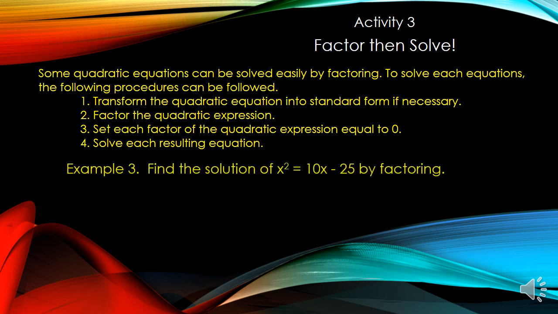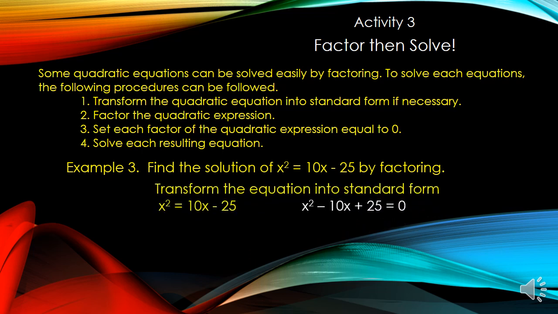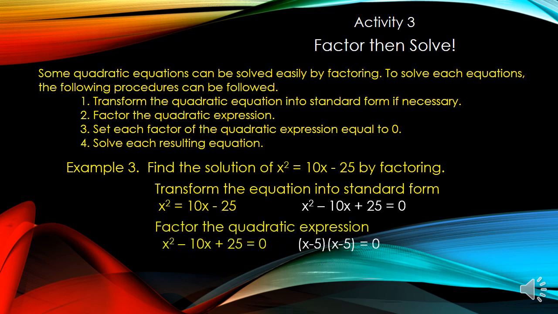Example number 3, find the solution of x squared equals 10x minus 25 by factoring. So setting this in standard form, it is equal to x squared minus 10x plus 25 equals 0. Factor the quadratic expression x squared minus 10x plus 25. So the factors are x minus 5 and x minus 5.